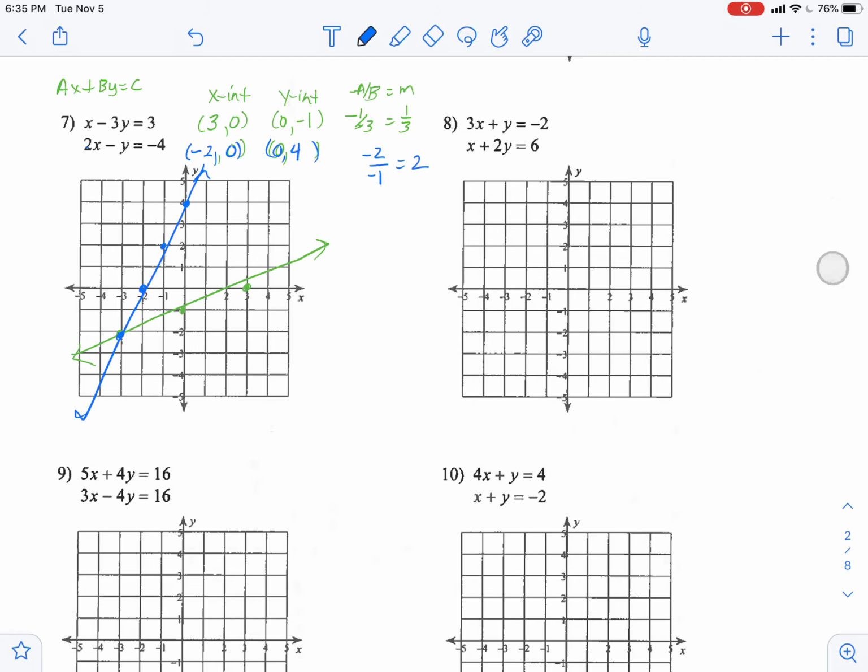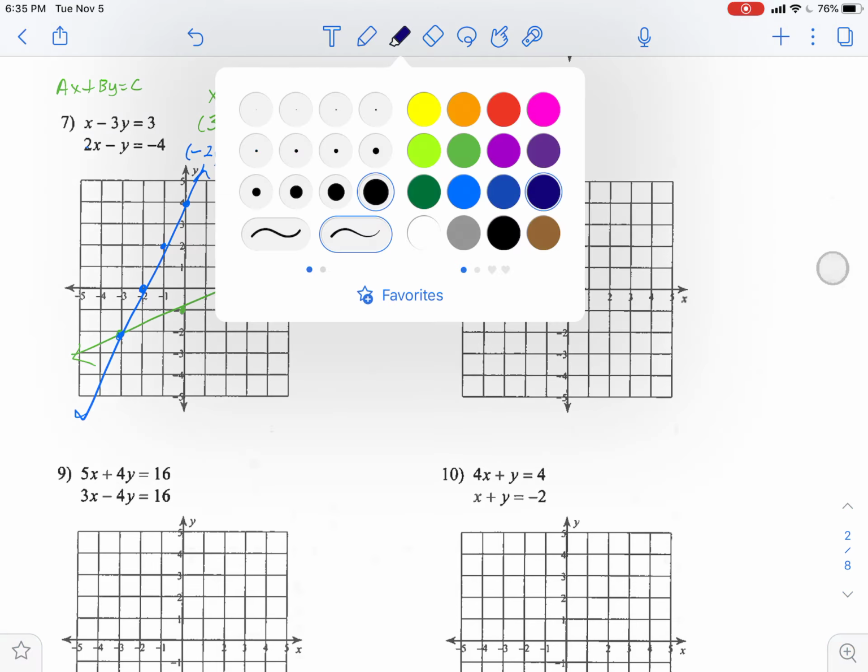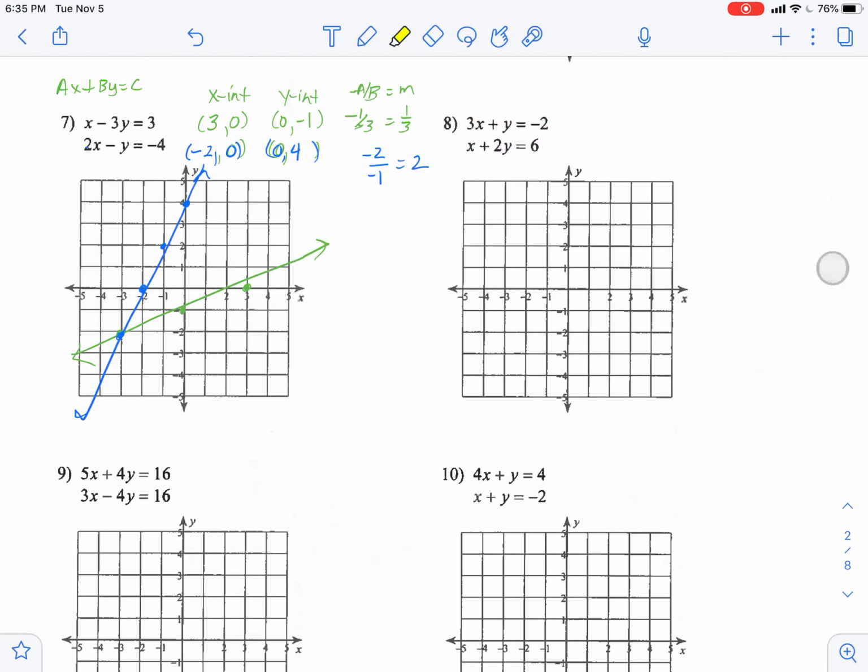That one I was able to draw straight. Okay? So they do hit right here at this point. That is the answer to my problem then. So my answer would be -3, -2. Okay? And again, I could go back in and check to make sure that that is true.